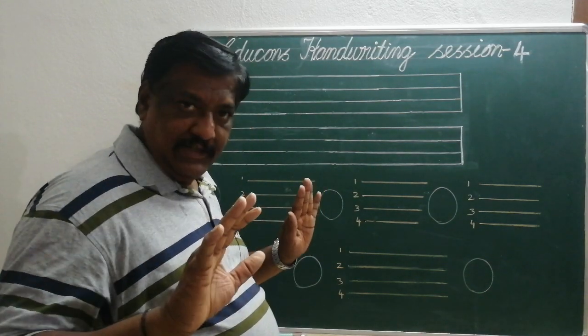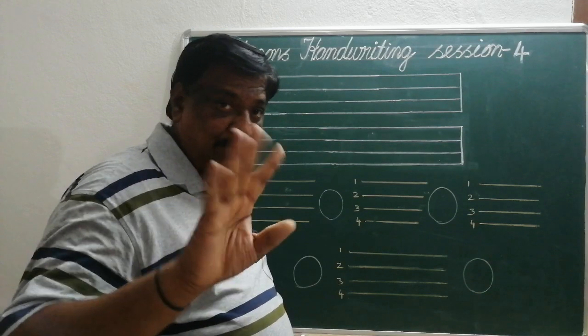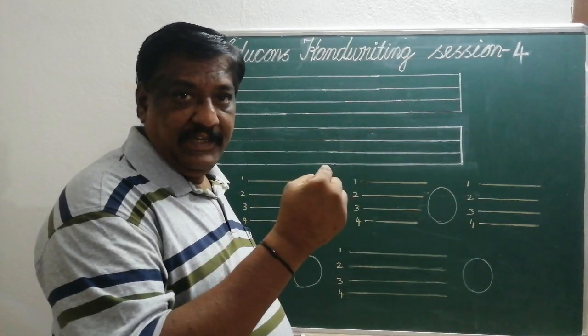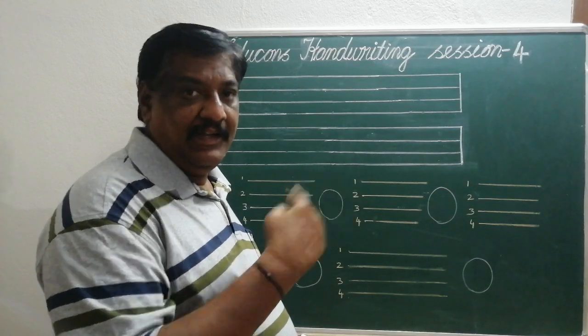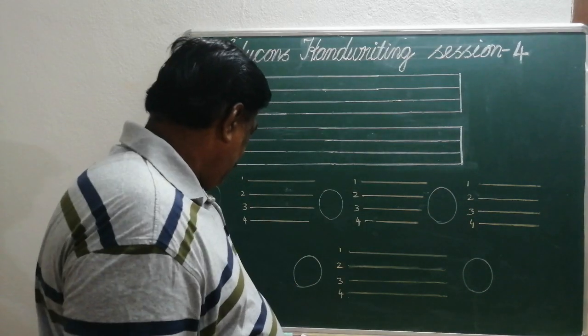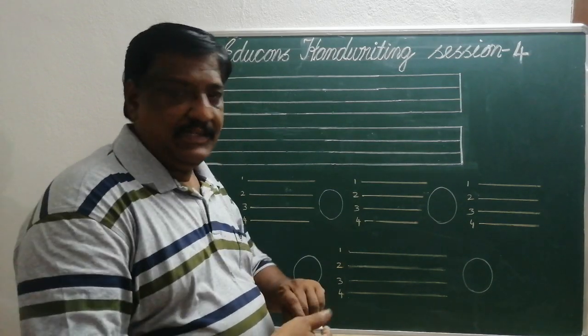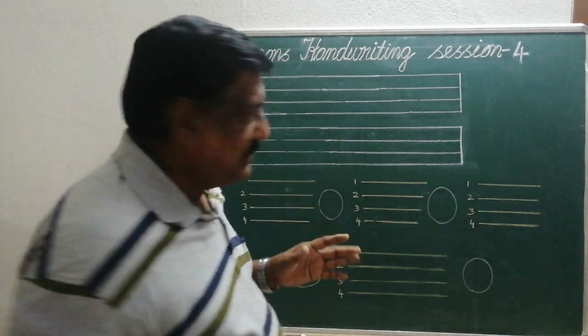Hope you have done the strokes well. How many strokes? Four strokes. The slanting, the M stroke, the curved C, and then L. Yes. Okay, now I'm going to tell you some instructions. How many alphabets? 26.